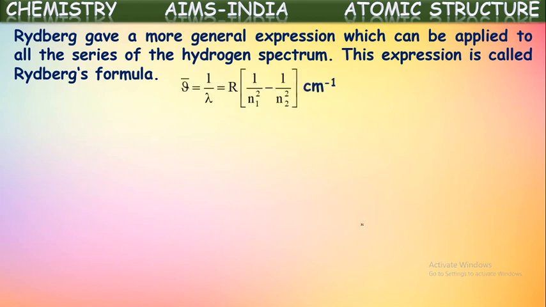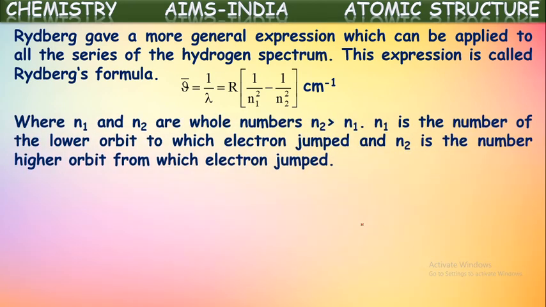It is given by the formula nu bar equals 1 by lambda, that is equal to R into (1 by n1 square minus 1 by n2 square) centimeter inverse, where n1 and n2 are whole numbers, and n2 is always greater than n1. n1 is the number of the lower orbit to which the electron jumped, and n2 is the number of the higher orbit from which the electron is jumping, and R, as we know, is the Rydberg constant.